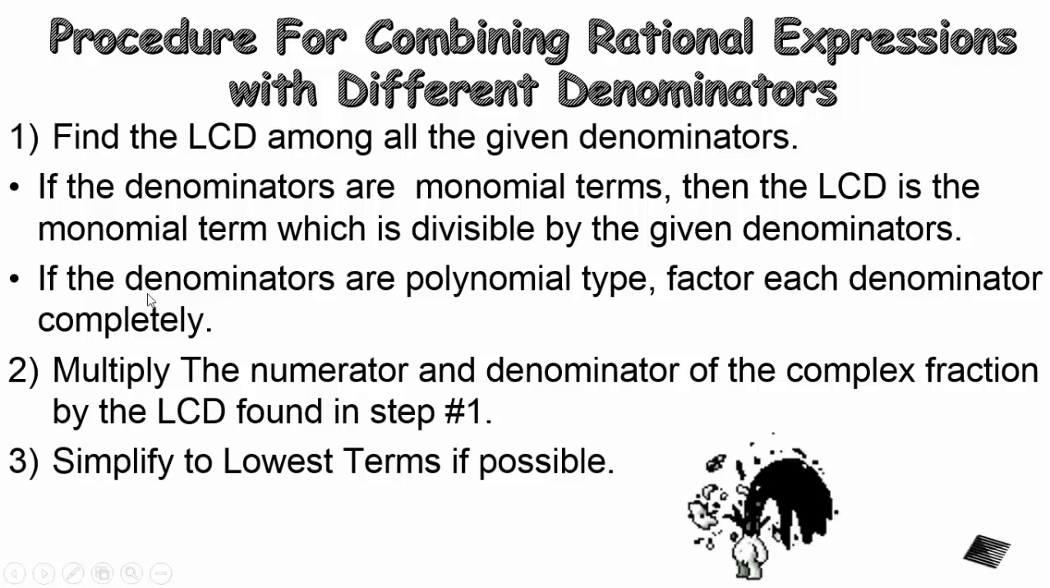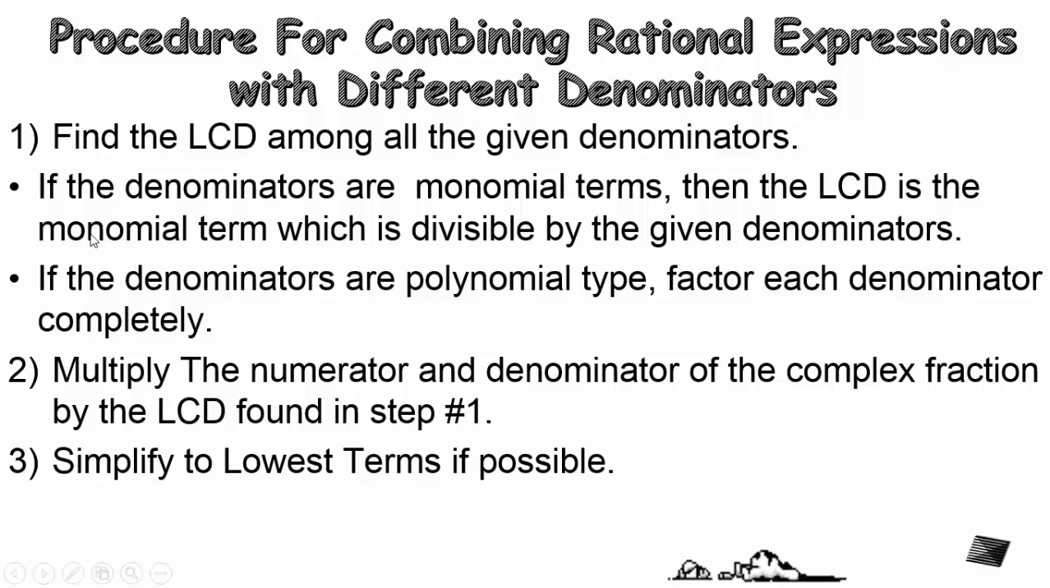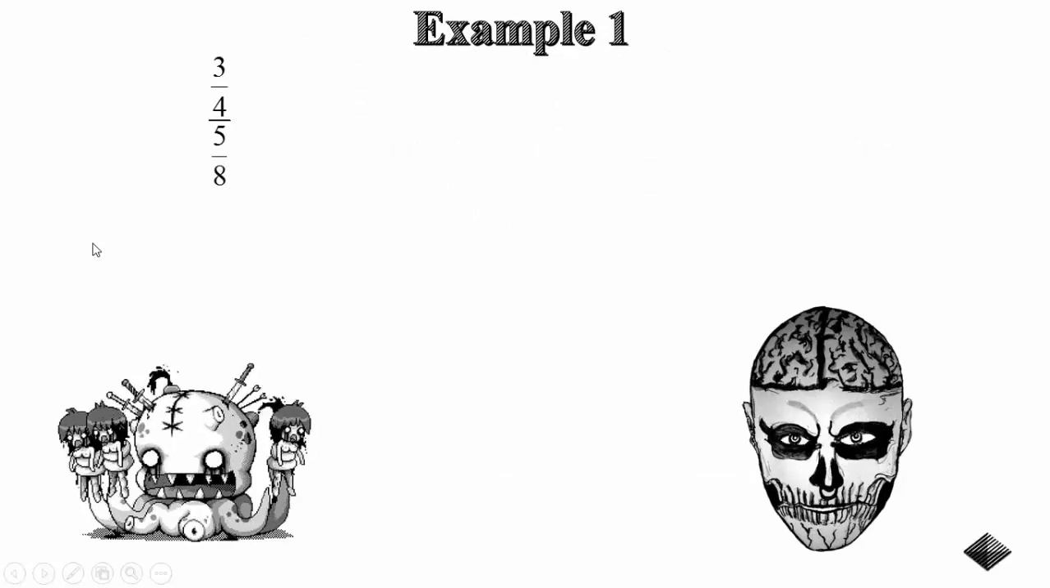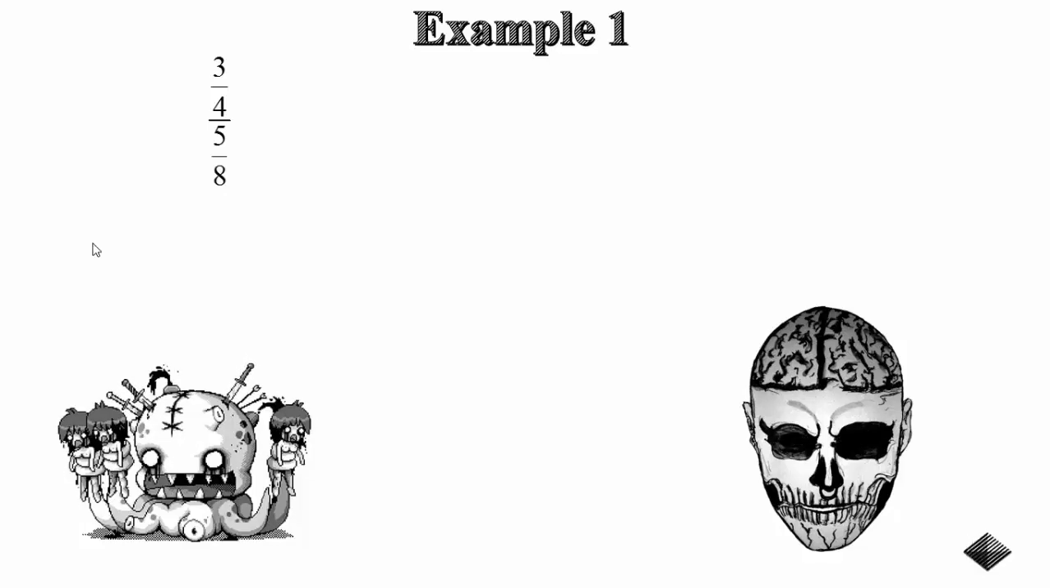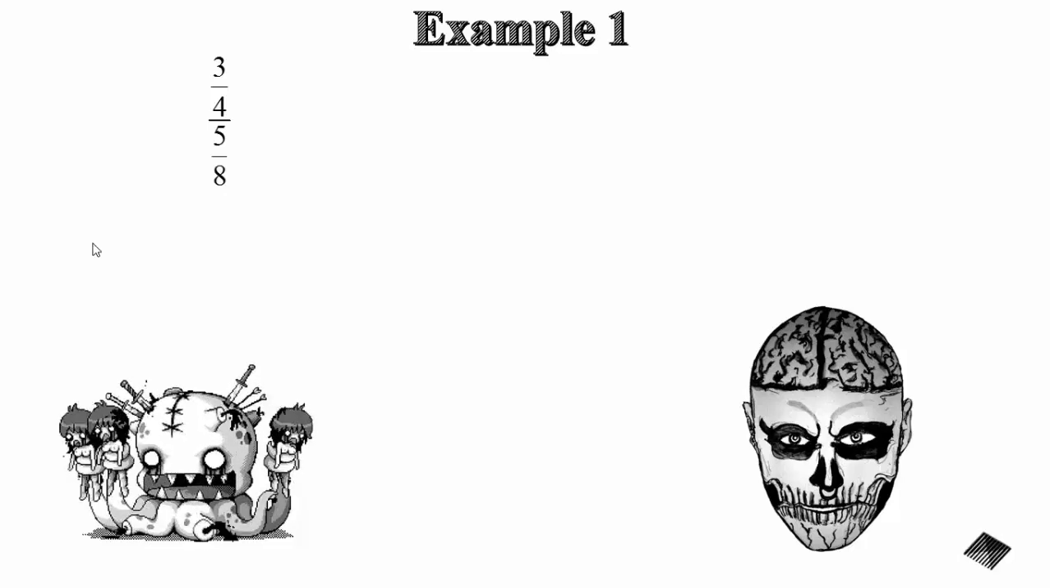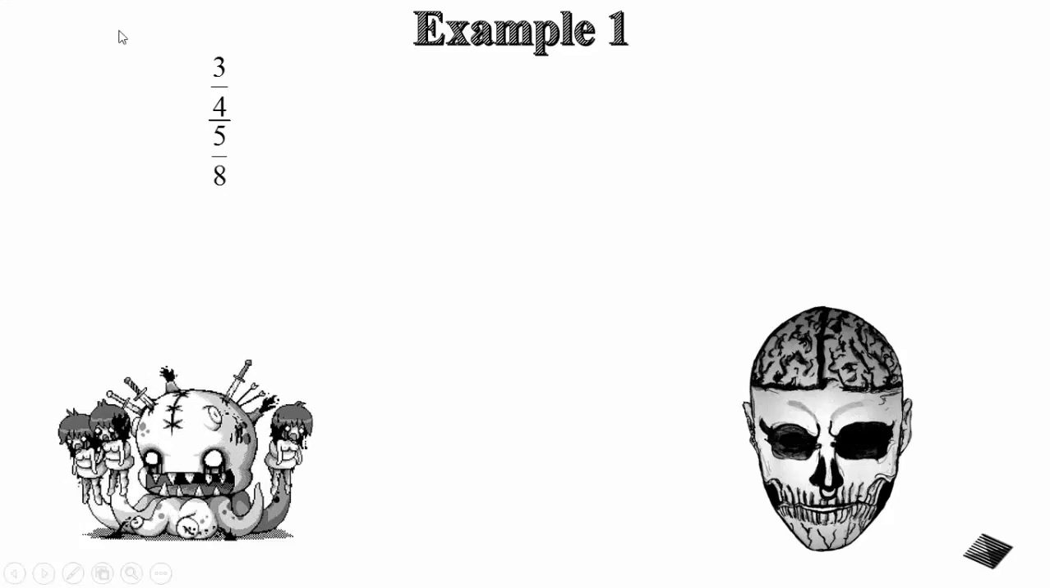So, as I said, there are actually two ways of doing it. So let's look at an example. Example number 1. So here we have example number 1, where 3/4 is divided by 5/8. So let's look at what we would consider the lowest common denominator method.